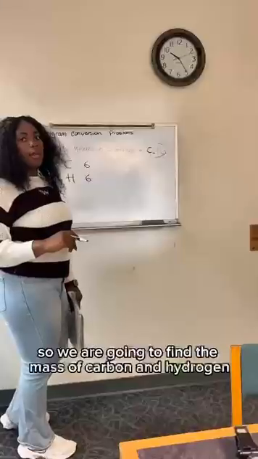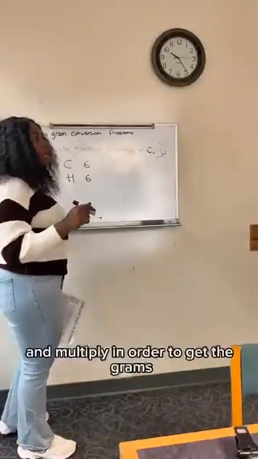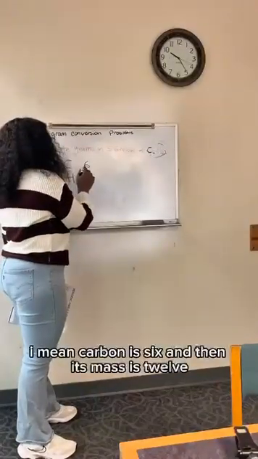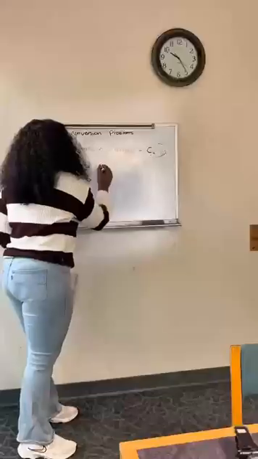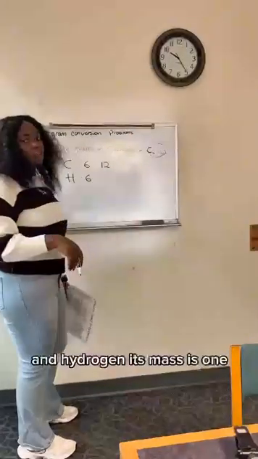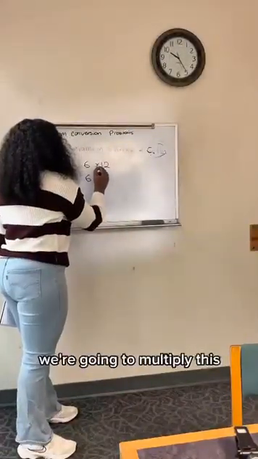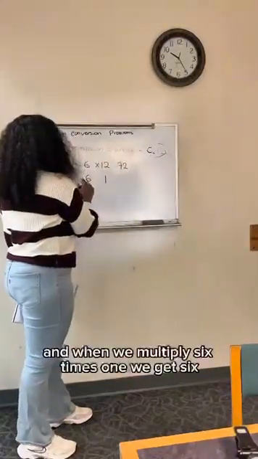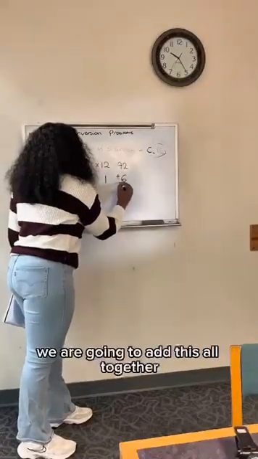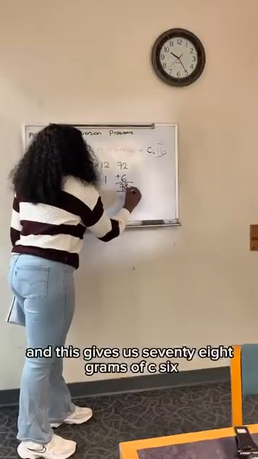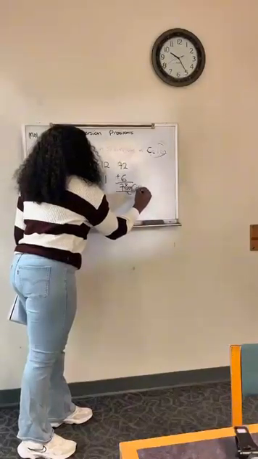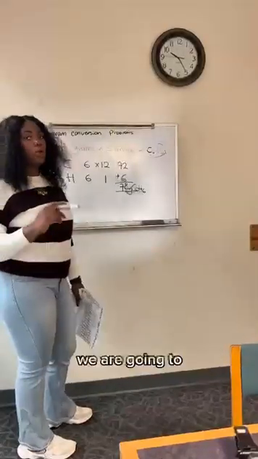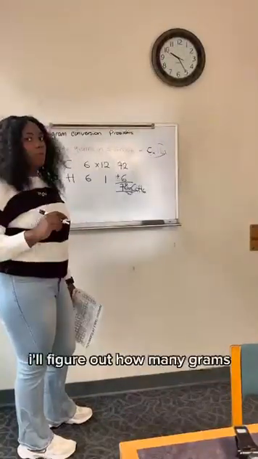So we are going to find the mass of carbon and hydrogen and multiply it in order to get the grams. So carbon is 6, and then its mass is 12. So we're getting 12 over here, and hydrogen, its mass is 1. We're going to multiply this, and when we multiply 6 times 12, we get a 72. And when we multiply 6 times 1, we get 6. We are going to add this all together, and this gives us 78 grams of C6H6.